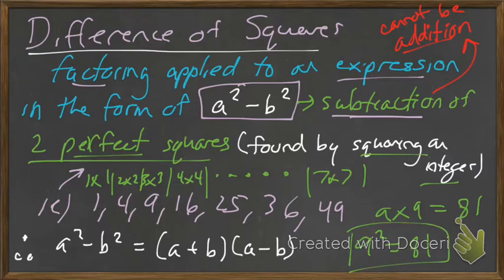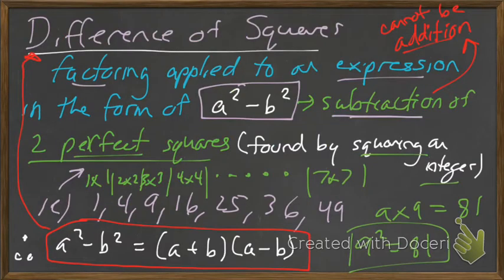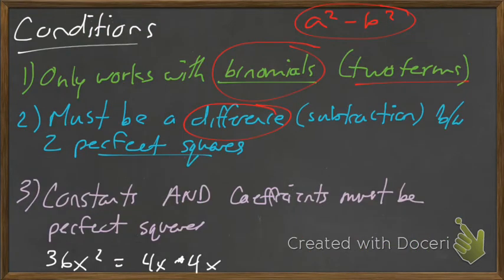There is a specific formula as follows. a squared minus b squared is equal to a plus b multiplied by a minus b. And that is literally the difference of squares. The conditions that must be met: this only works with binomials, which are two terms, so a squared minus b squared. It must be a difference. Like I said earlier, it cannot be addition. So I'll write that again. Cannot be addition.